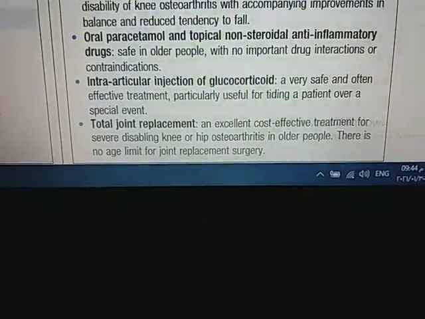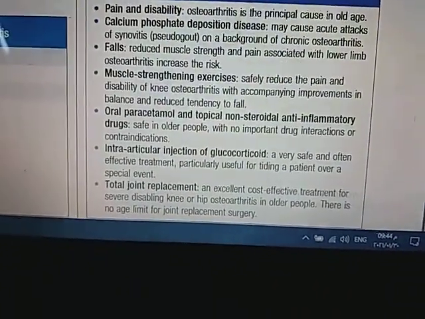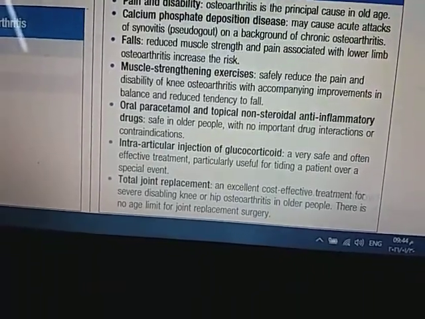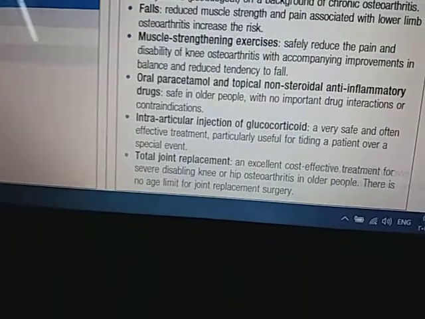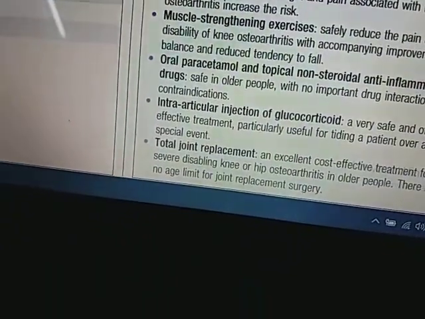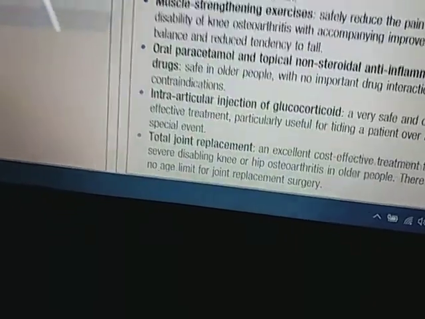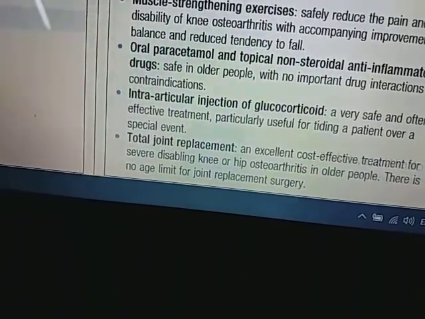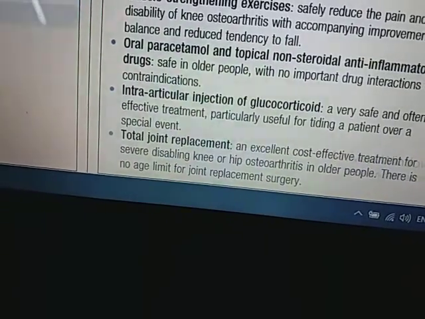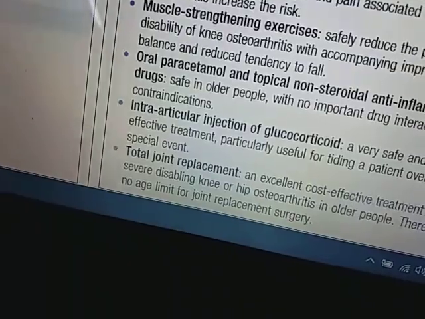Now, the last line of treatment in osteoarthritis is the surgical treatment, the total knee replacement, the total hip replacement, and corrective surgery for toes of the feet and other joints.